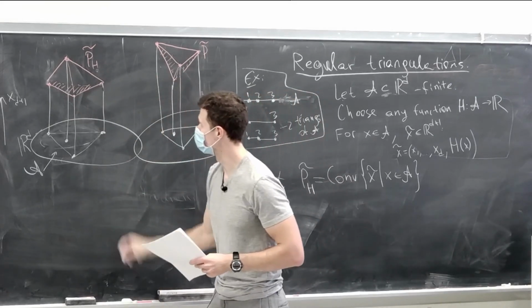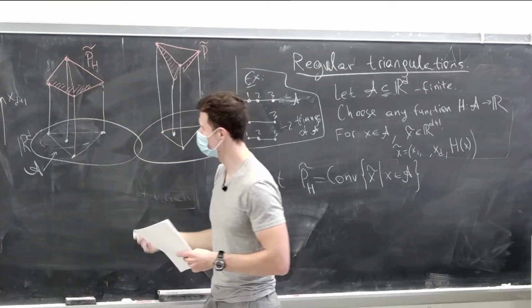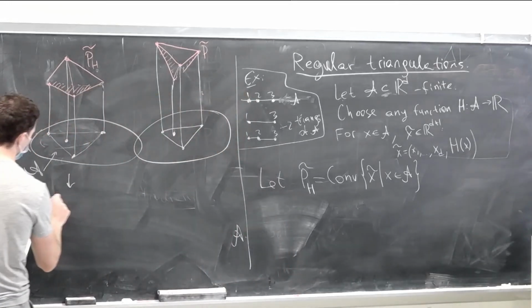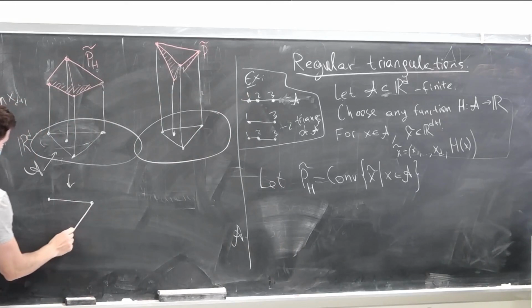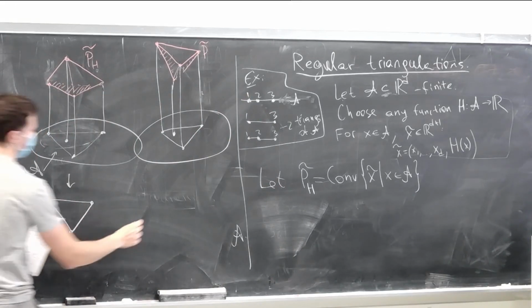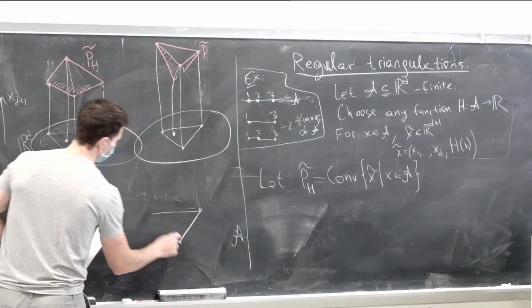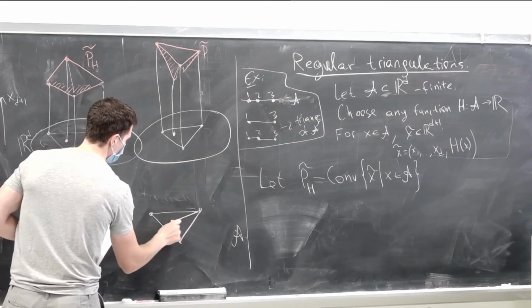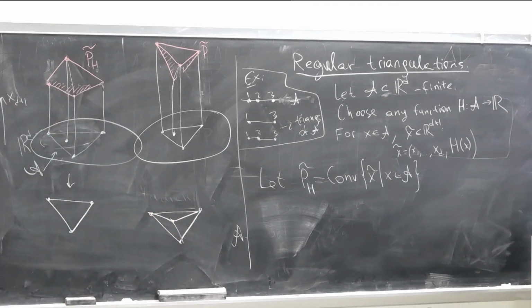Anyways, if you just take the lower faces and you project them down, here you're going to get a triangulation of A, which looks like this. And here you're going to get a triangulation of A, which looks like this. And such triangulations are going to be called regular. I'm going to prove that each of them is a triangulation, and it's going to turn out that these have very nice properties.